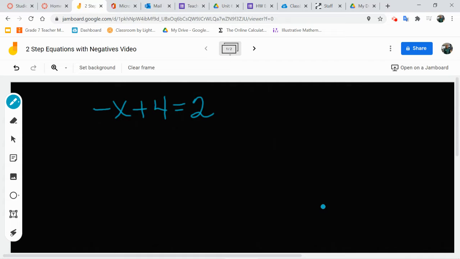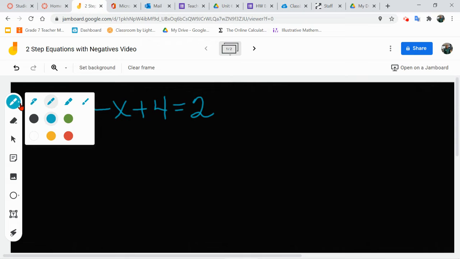This is a video about solving two-step equations with negatives using our integer sign rules. So that's what we're going to be doing. The first equation is one you see quite frequently put on testing. So when I read this one, I see negative x plus 1 plus 4 equals 2. Negative x plus 4 equals 2.